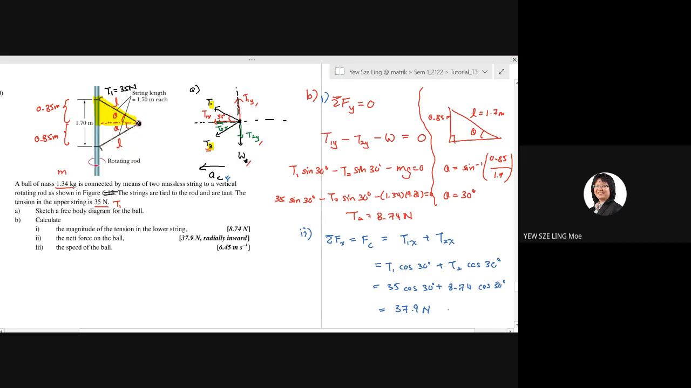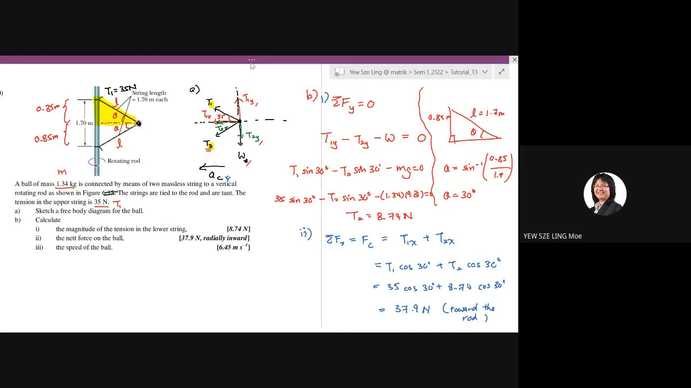So you can say towards the center, or towards the road. Okay, towards the road. So that is your second question.